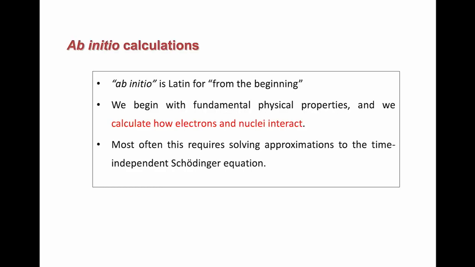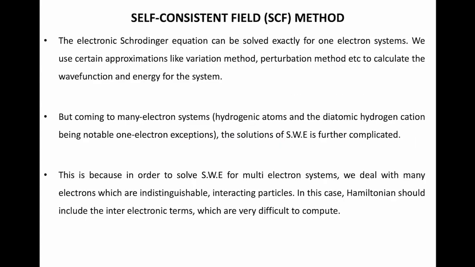Ab initio is a Latin phrase. The meaning is from the beginning. We begin with the fundamental physical properties and we calculate how electrons and nuclei interact. Most often, this requires solving approximations to the time-independent Schrödinger equation. Before going to the details of the ab initio method, we just go through the self-consistent field method.